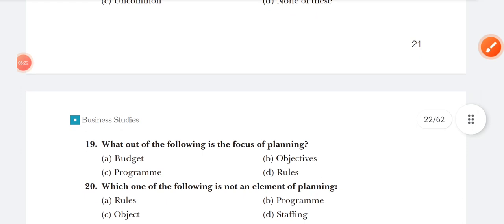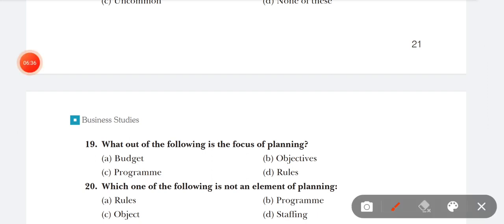Now question 20. Which one of the following is not an element of planning? Rule, program, objective, or staffing? And the correct option is option D, staffing.